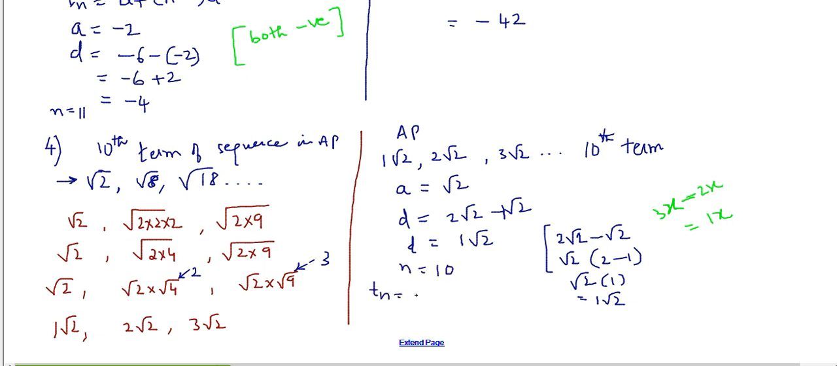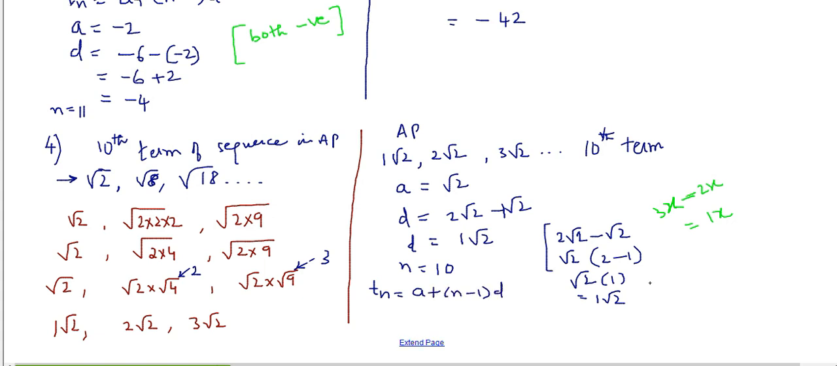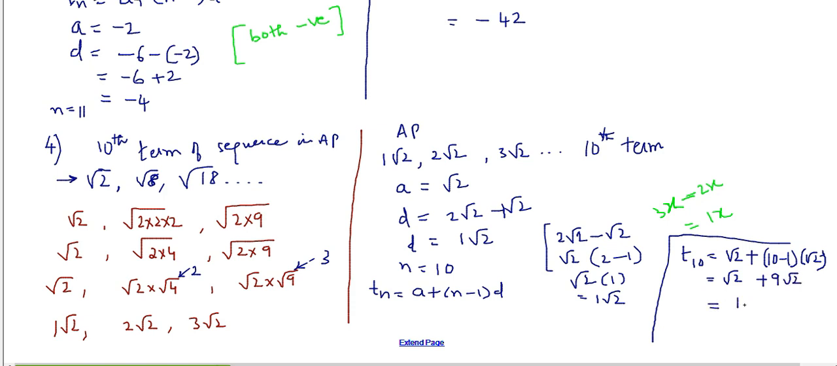So Tn is equal to A plus n minus 1 into D, correct? Let's just solve here. I am using this space. T10 is equal to, what is T10? It's nothing but root 2 plus n minus 1, so 10 minus 1 into root 2. 1 root 2 is the same as root 2, so no need to worry about that. And then root 2 plus 9 root 2, which will become 10 root 2.